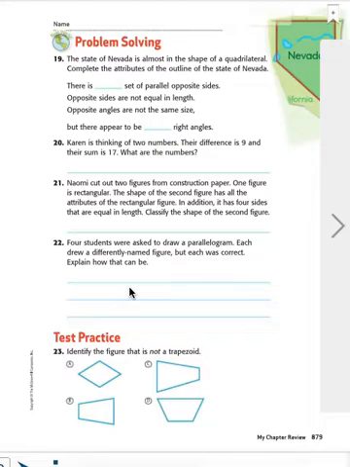Okay, number 22. 4 students were asked to draw a parallelogram. Each drew a differently named figure, but each was correct. And how could this be?